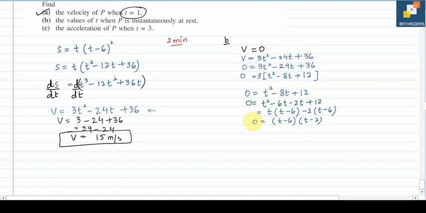Now we need to equate both of the functions with respect to 0. So it's t minus 6 equals to 0 and t minus 2 equals to 0. So you will have t equals to 6 and you will have t equals to 2. These are the values of t that you need to find out in part B.